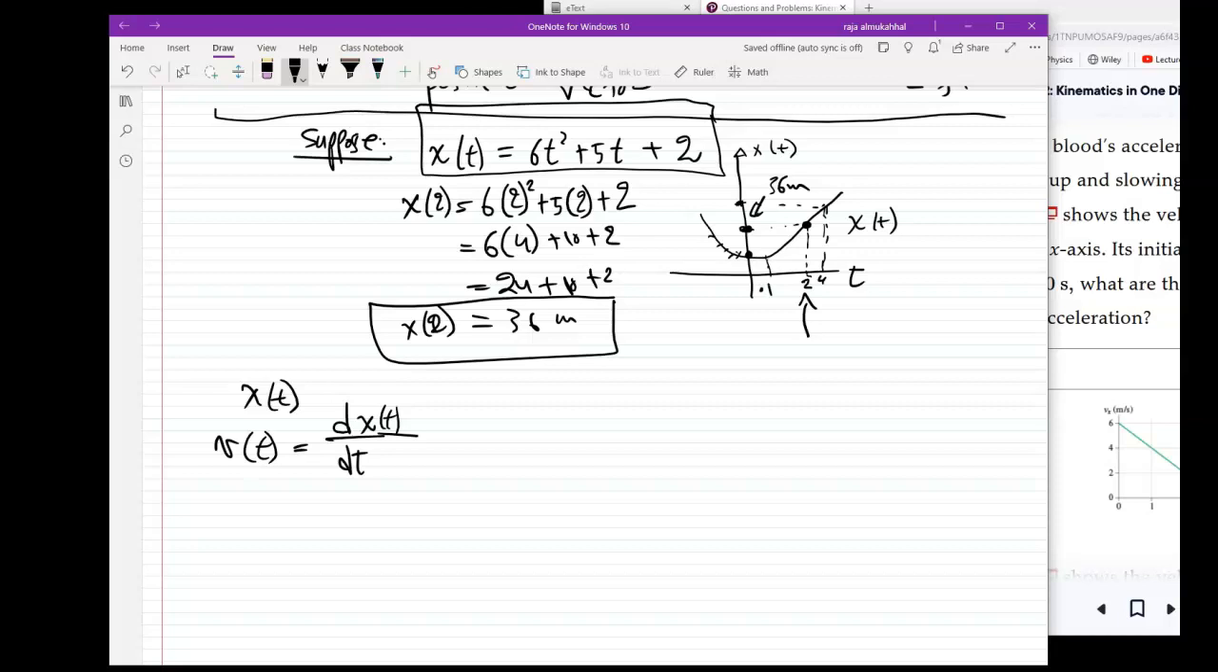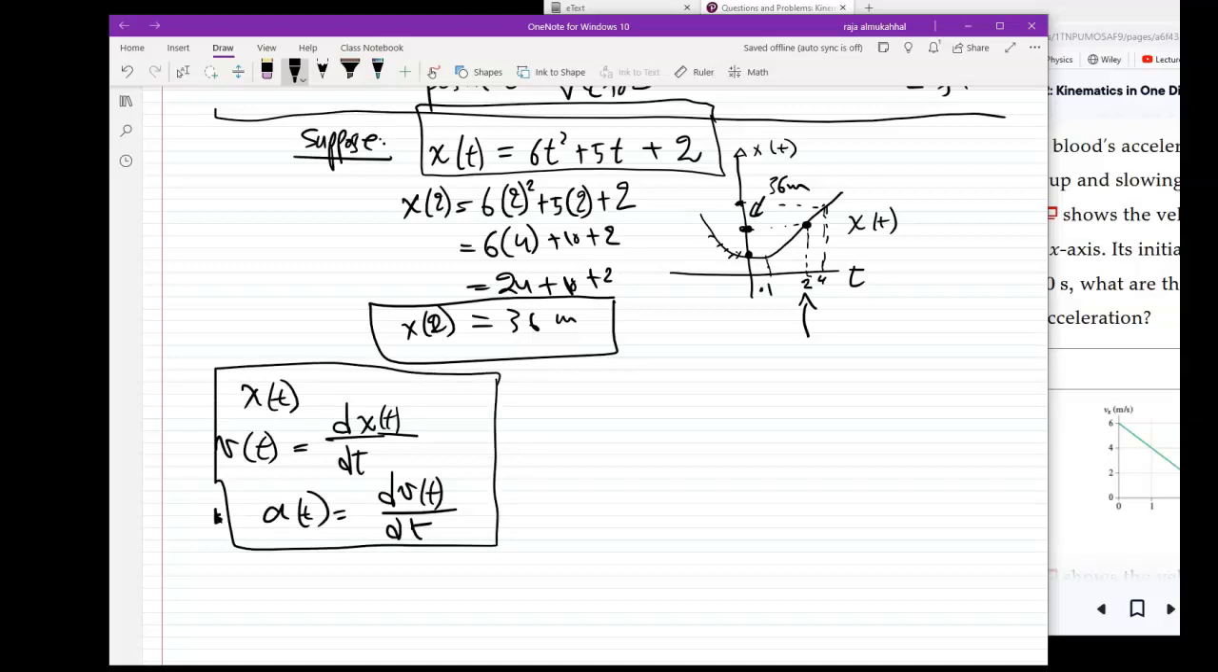Or the distance function. And the acceleration is the derivative of the velocity function, like this. Those are things that you really need to memorize and understand very well. Extremely important stuff. So let me go back to the equation that we have just written. We have x of t is equal to 6t squared plus 5t plus 2. So what is the velocity function? Simply take the derivative of it, and that will be 12t plus 5.